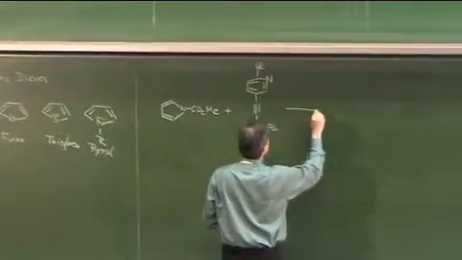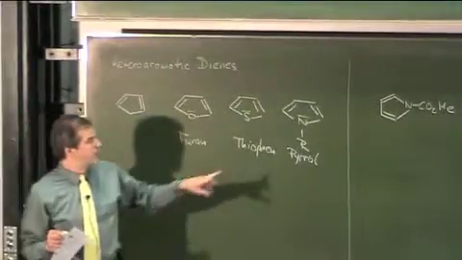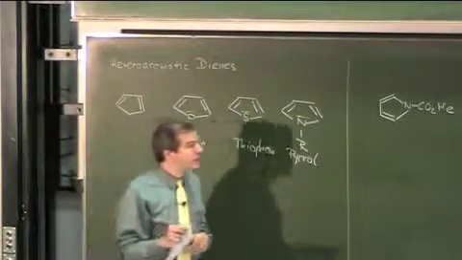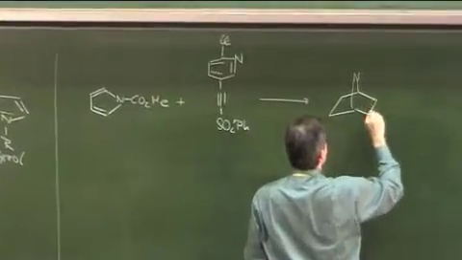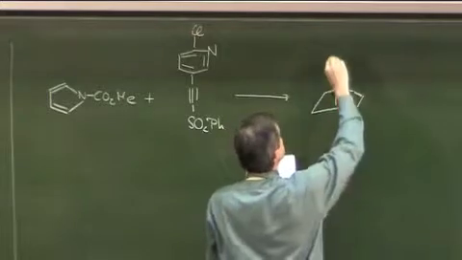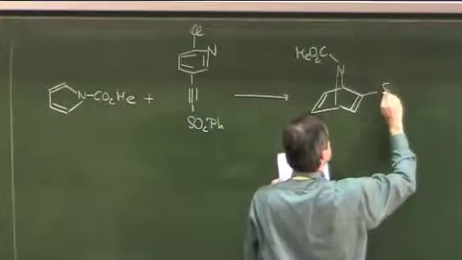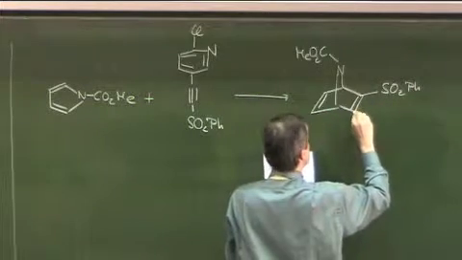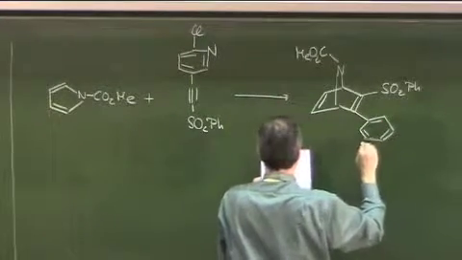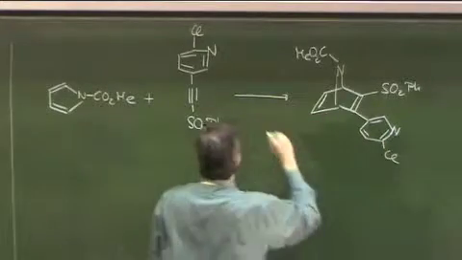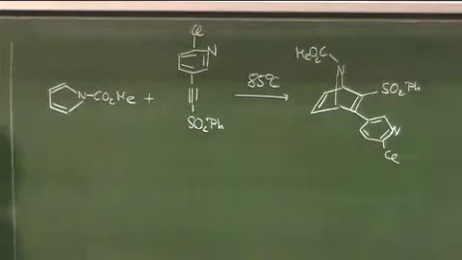And that is, for this particular reaction, important because pyrrole, being from these three heteroaromatic systems the one which has the highest aromaticity, is the least reactive diene in a Diels-Alder reaction. And to give you an idea, this reaction works well at a temperature of 85 degrees.